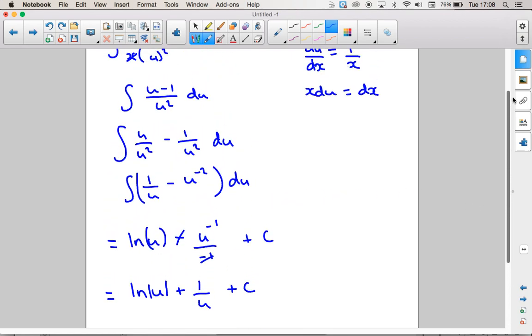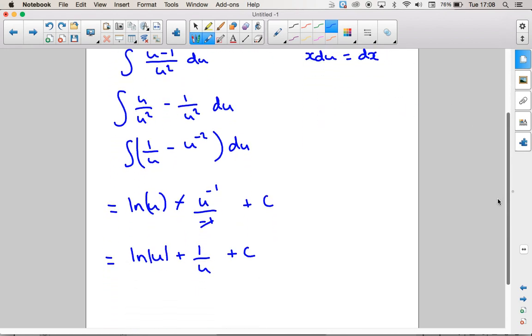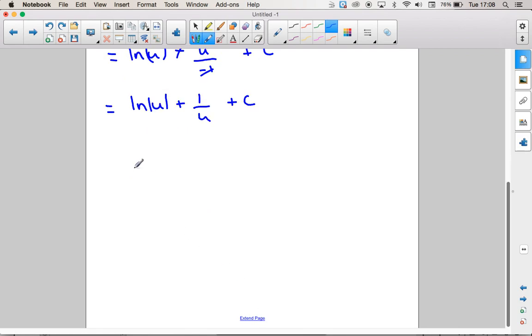And then our last job is to swap u back for 1 plus ln x. One plus ln x is always positive, because ln x is always positive, so I don't need my mod signs. And don't worry that we're logging a log, that's fine. But that's our final answer.